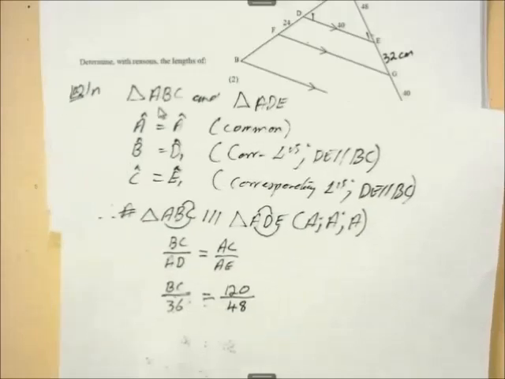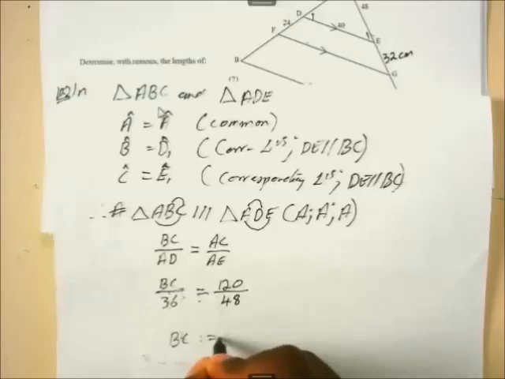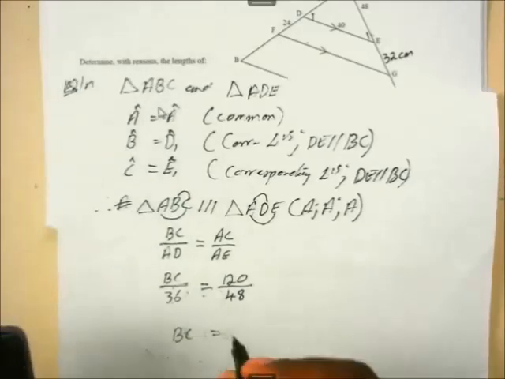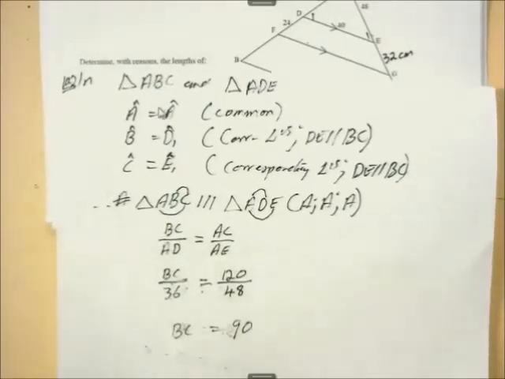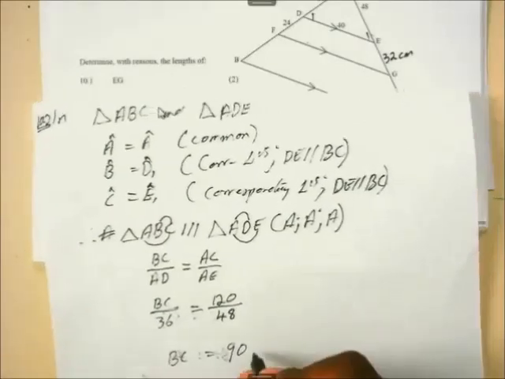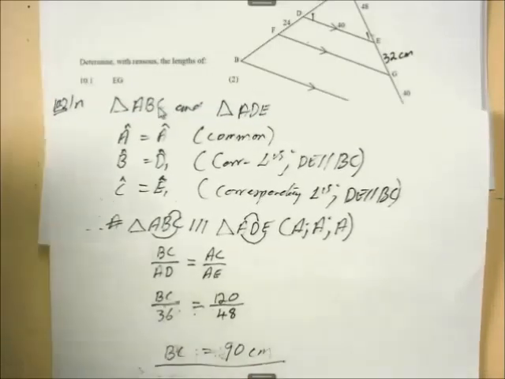Now we multiply both sides by 36. If you multiply by 36 here, you'll be left with BC. You multiply that fraction by 36, you've got 120 divided by 48. Then the answer you multiply by 36. Multiply both sides by 36. You've got BC as 90 units. Therefore, BC is equal to 90 centimeters because the units that we are using here are centimeters. So BC will be equal to 90 centimeters.